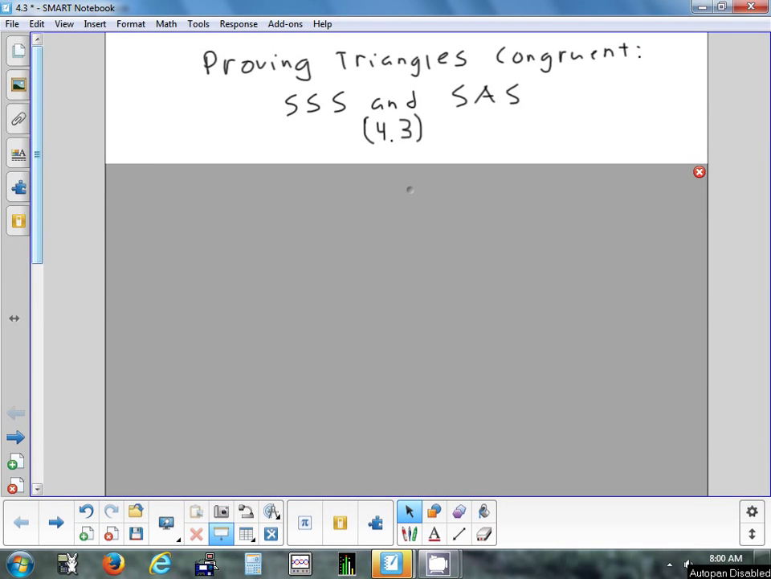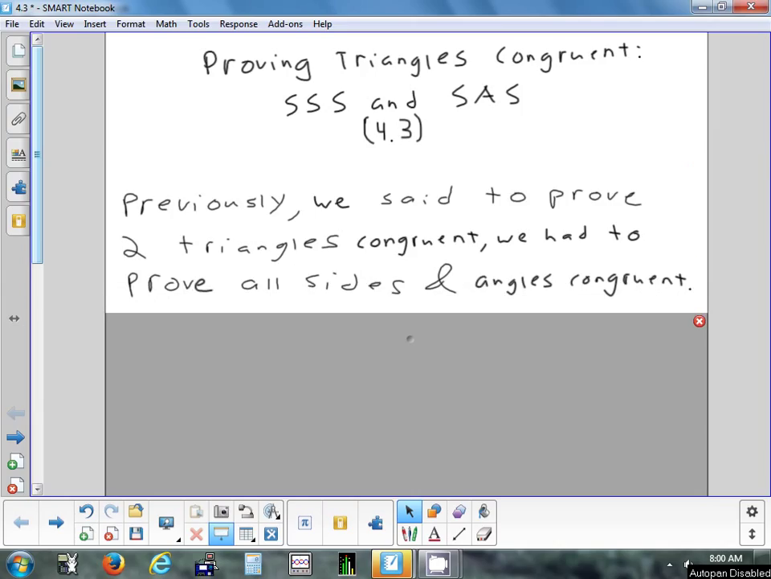All right, so we're going to look at section 4.3, which is on proving triangles are congruent using two different methods. SSS, which stands for side, side, side, and SAS, which stands for side, angle, side.